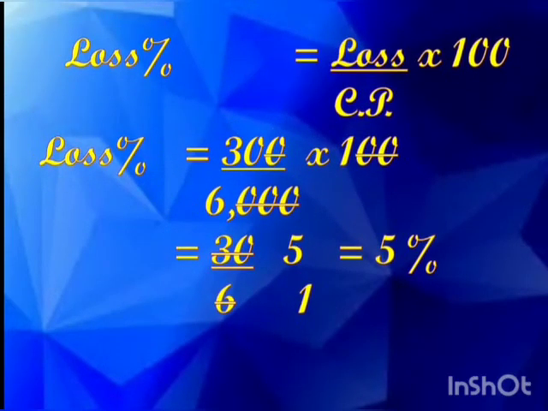Now, we have loss, we have CP. We can easily find the loss percent by putting the values in the formula. So, let's start right away. Loss percent equals loss over CP into 100. Therefore, it equals 300 over 6,000 into 100. Two zeros of 100 are cancelled by two zeros in 6,000, and one zero of 300 is cancelled by one zero left over in 6,000. So our new equation becomes 30 over 6. On simplifying, we get the answer as 5%. Therefore, the loss percent is 5%.